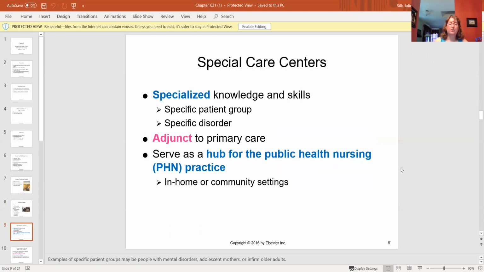Special care centers, they have a specialized knowledge and skill about a specific thing. So they're looking at a specific patient group or a specific disorder. They would be like an adjunct to primary care, and they serve as a hub for the public health nursing practice in home or community settings. So some examples of this type of care center would be, maybe there would be one that's focused on mental disorders or adolescent mothers or infirm older adults, something like that.